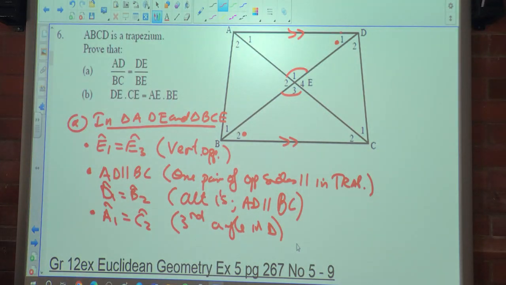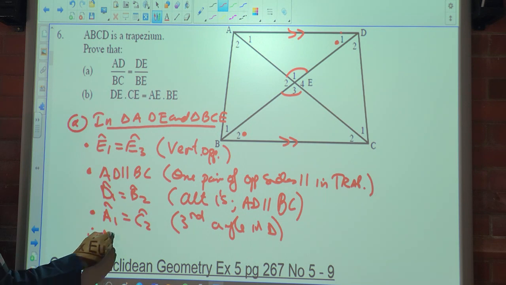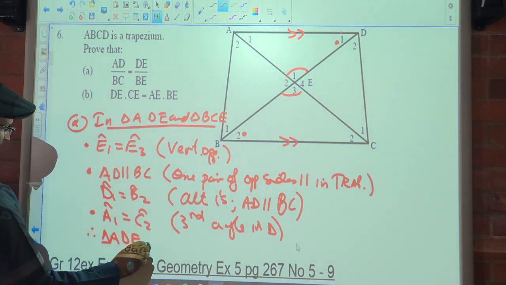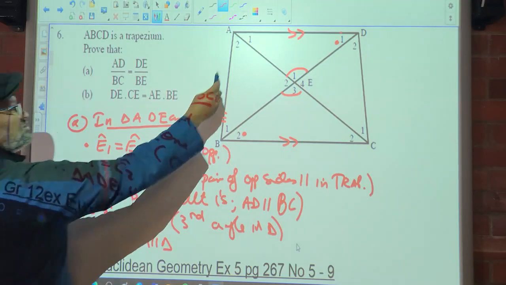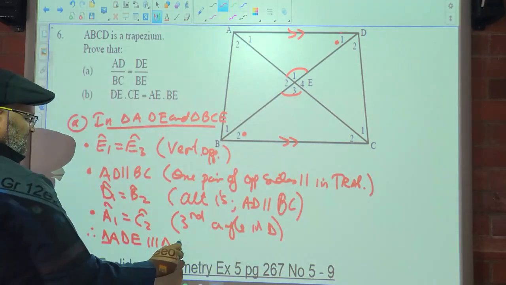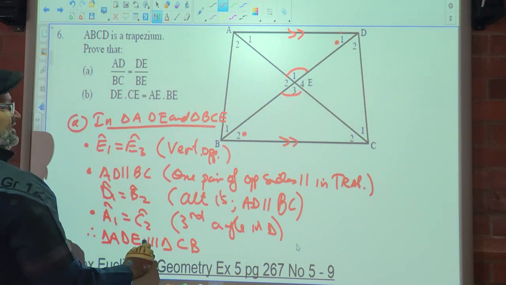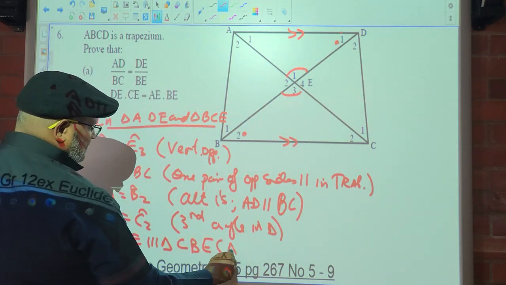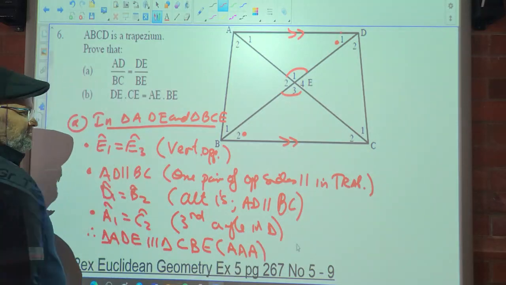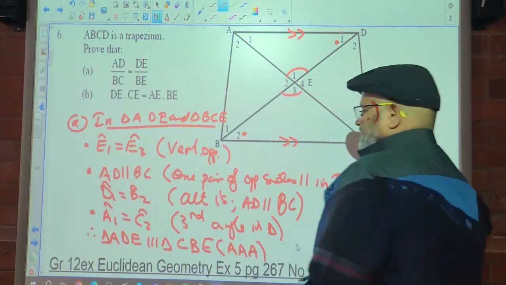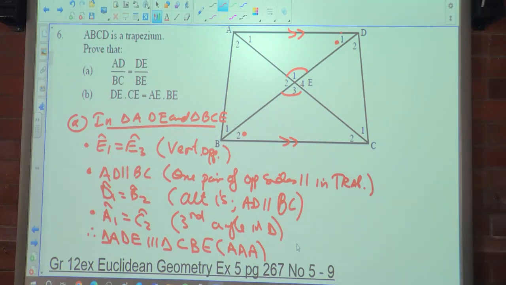So therefore, triangle ADE is similar to triangle CBE. A corresponds with C, D corresponds with B, and E corresponds with E. Why? Angle, angle. Have we answered the question yet? No.